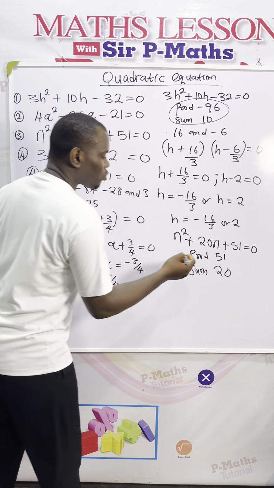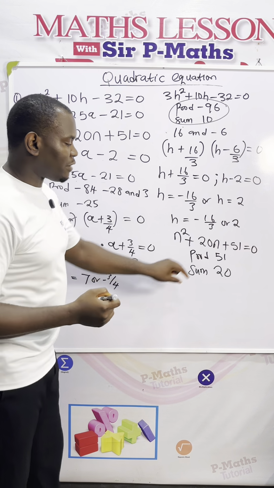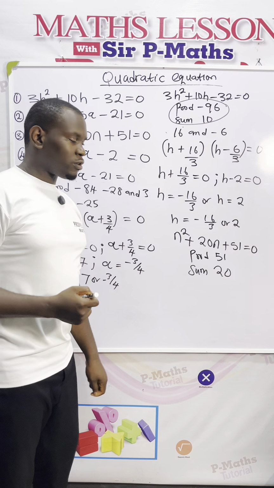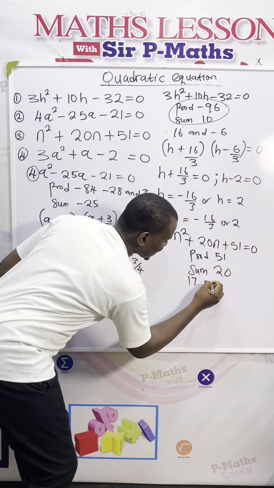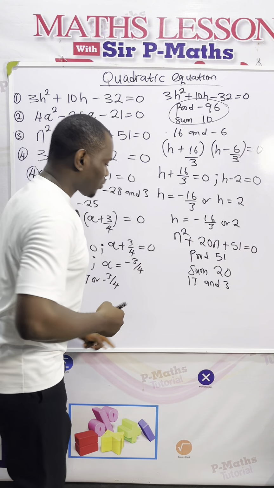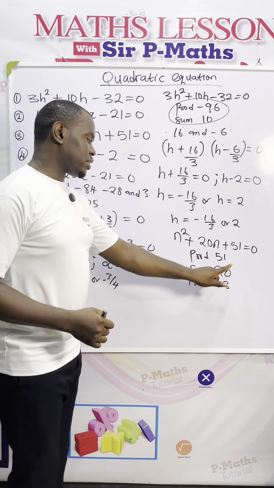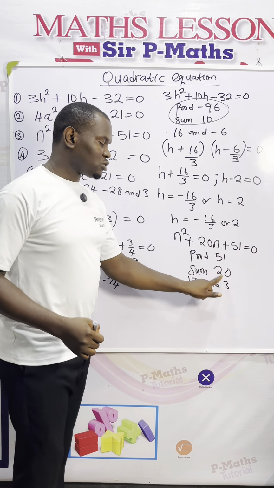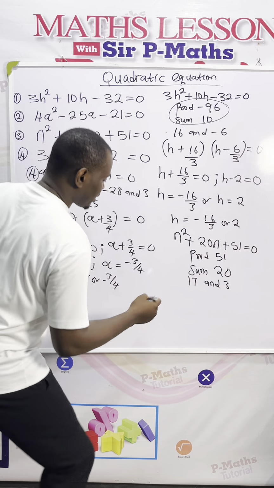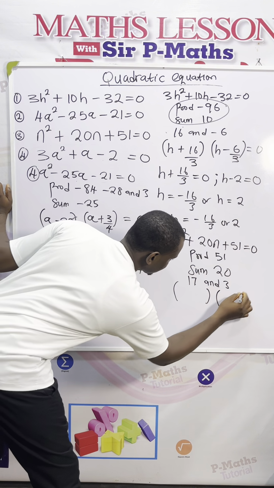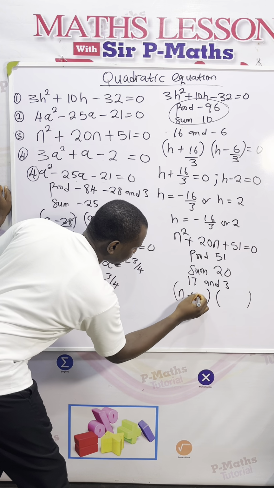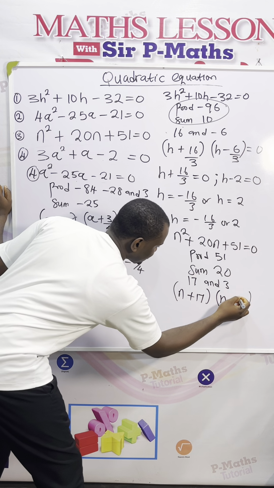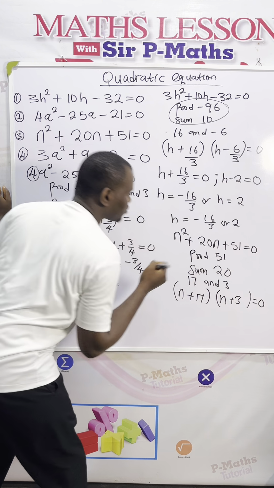So the next thing, look out for two factors that you multiply to have 51. When you add the both of them, you have 20. So that has to be 17 and 3. 17 times 3 gives you 51, and 17 plus 3 gives you 20. So in the usual manner, we open two brackets so that we have n is a variable, n plus 17 and n plus 3 equal to 0.